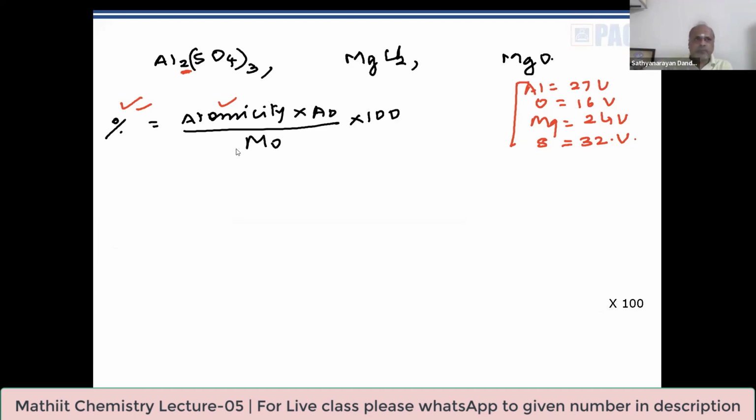Percentage of aluminium. How much aluminium is there? 2. Atomic mass? 27. Molecular mass? 2 into 27, plus 3 into 32, plus 16 into 12. How much? 342. Yes. So 54 by 342 into 100.